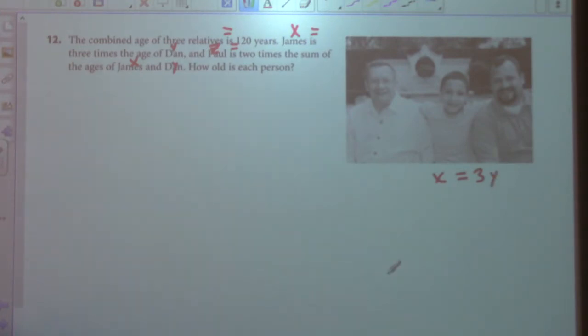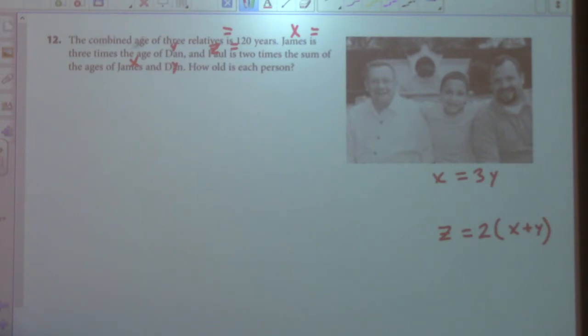One equation. And we need to have 2 more, right? What's going to be another equation? Paul, that's Z, is 2 times the sum of James and Dan. What's that going to be? 2 parentheses x plus y. Okay? So there's a second equation. Very good. We need one more, right? What's our last one?